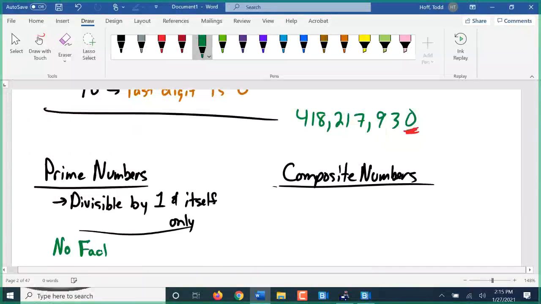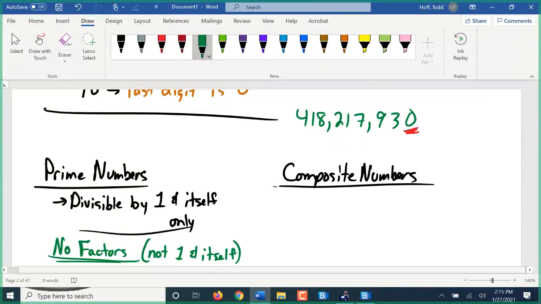Another way of defining a prime number is it has no factors. A factor is a number that divides into it. And a factor is something that it's divisible by. For factors, we do not include 1 and itself. So it's only divisible by 1 and itself, and we don't count those as factors. It has no factors at all.